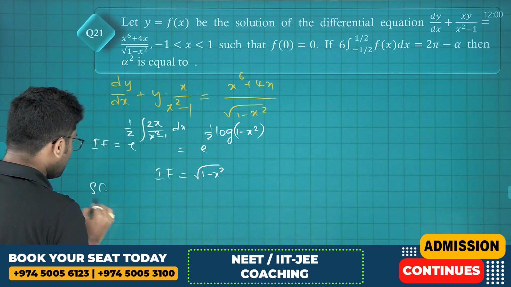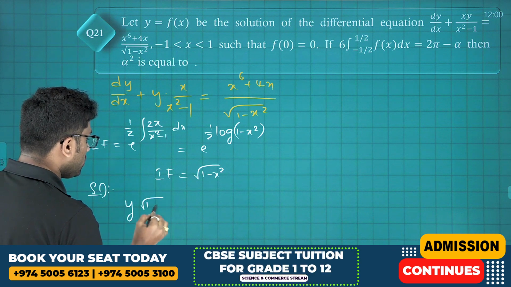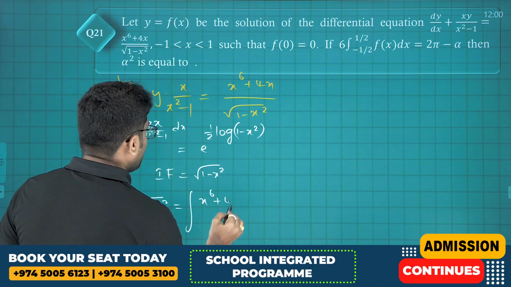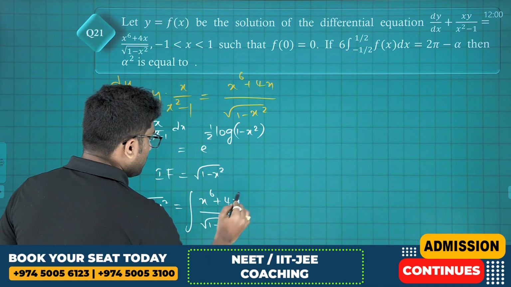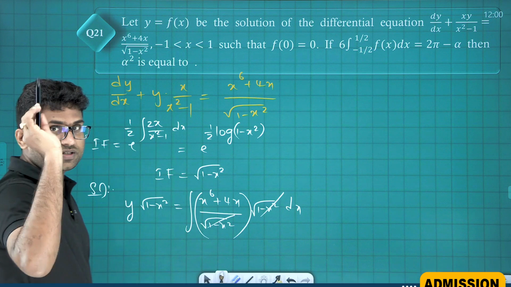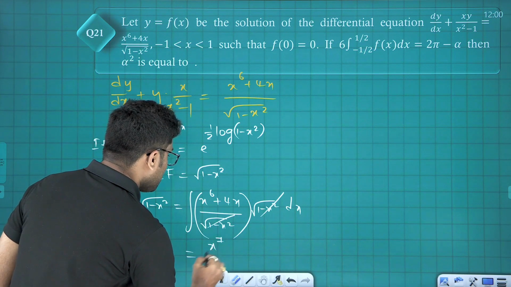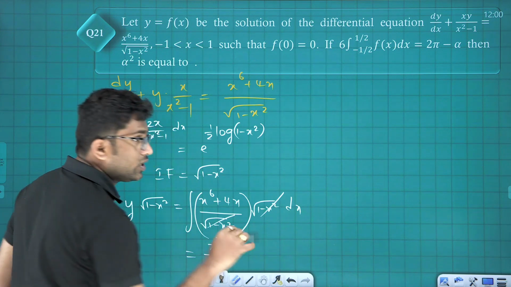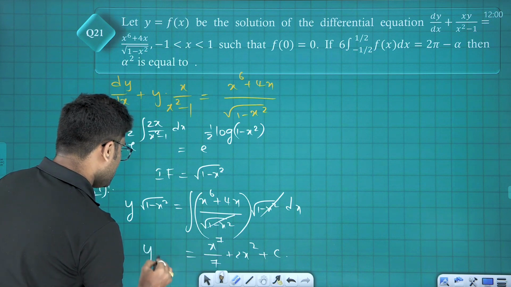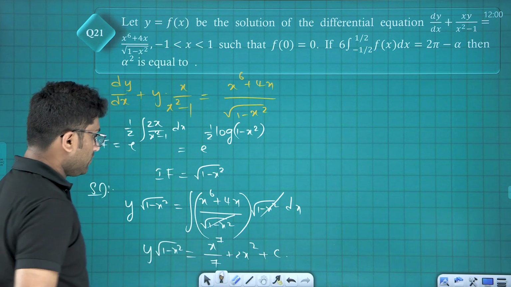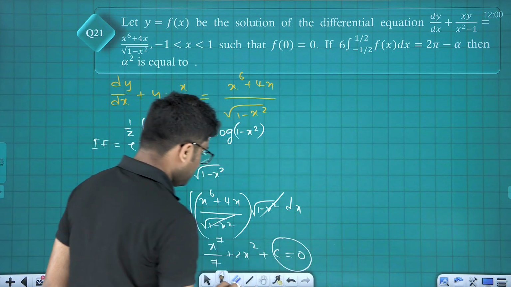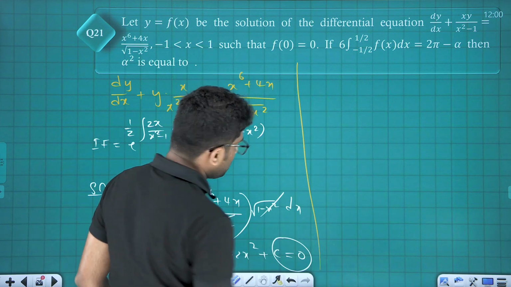Now what is solution? So solution is y into IF. Y into root over 1 minus x square is equals to integral of x power 6 plus 4x divided by root over 1 minus x square into root over 1 minus x square dx. Root over 1 minus x square, root over 1 minus x square gets cancelled. So this is equals to x power 7 by 7 plus 4 into x square by 2, which is 2x square, plus c. Okay, that is y into root over 1 minus x square. F of 0 is equals to 0. That means c will be 0 friends. So c is 0. Why? F of 0. Put x equals to 0, then y equals to 0.